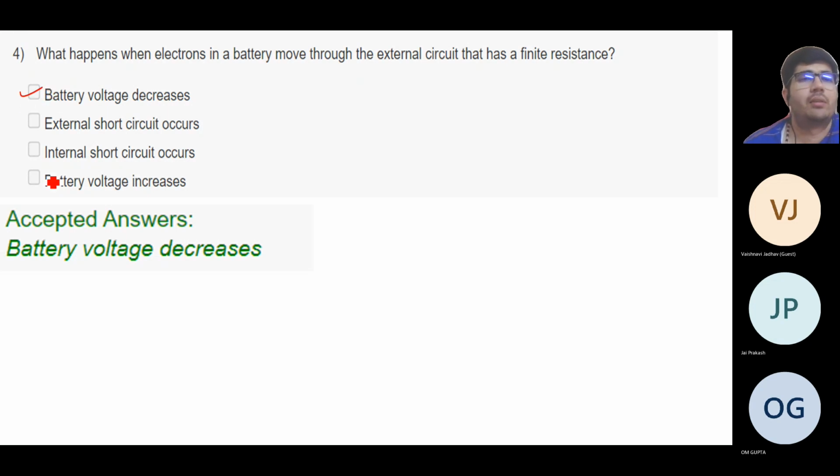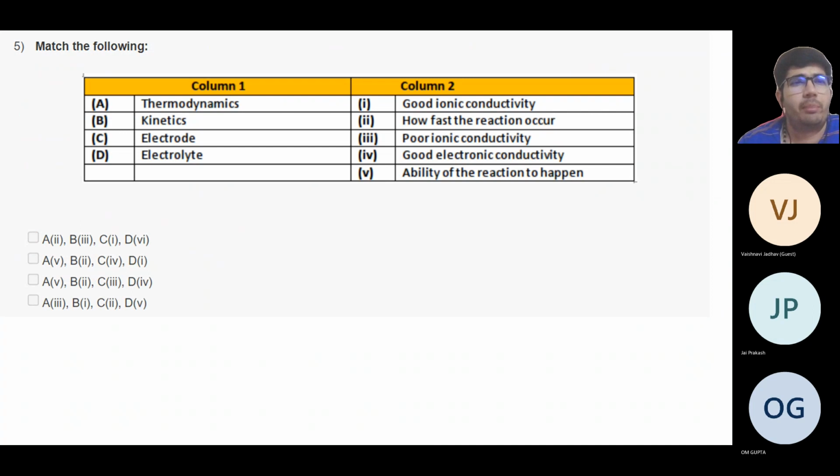And why are the other options incorrect? Because external short circuit occurs. So due to the resistance, there is no short circuit. Short circuit only occurs when there is a direct contact of anode and cathode. Option B is wrong. Option C is also wrong because there is no internal contact of anode and cathode, because there is a separator and electrolyte. Battery voltage increase, no, because if there is a finite resistance, then battery voltage cannot increase, it will decrease with time. Option A is correct.